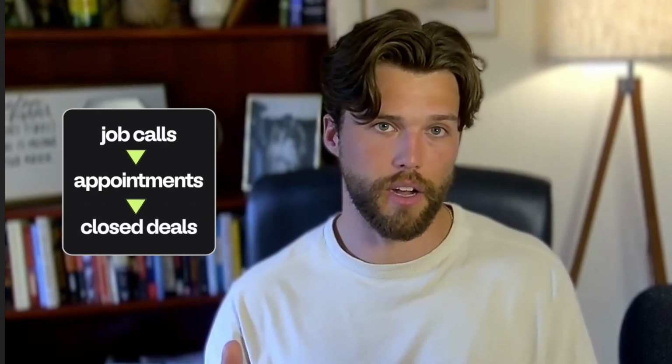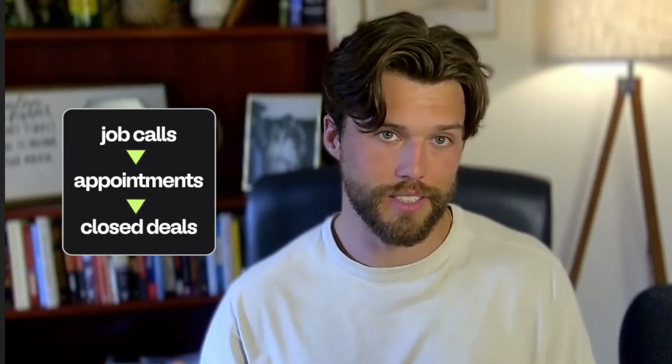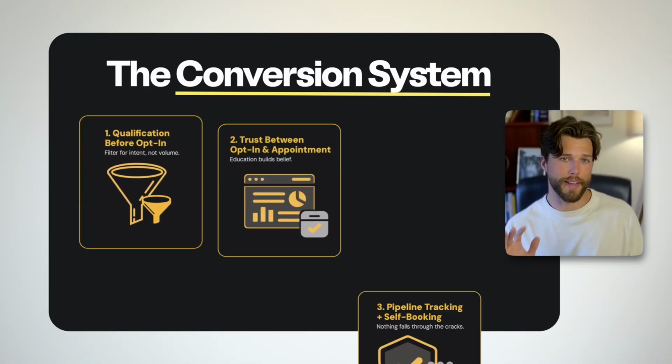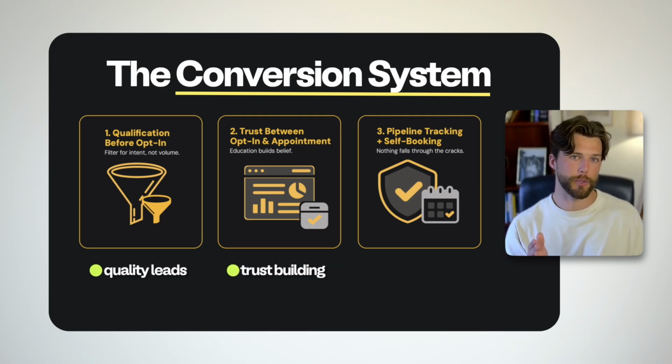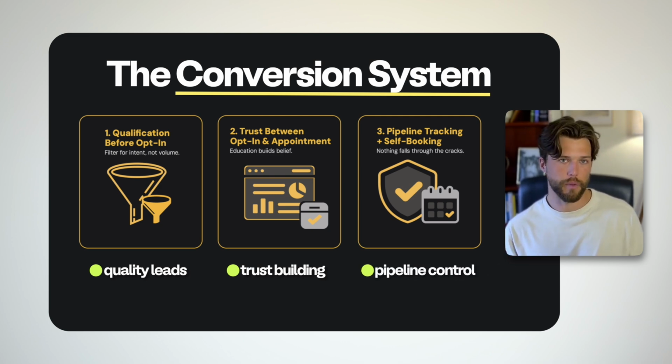Because the goal isn't generating more leads. The goal is to generate job calls that turn into booked appointments and closed deals. That's the difference between a contractor who's constantly stressed and a contractor who knows no matter what happens this month, my pipeline is full. So that's it. Three mechanisms: qualification before opt-in, so you're only paying for high intent leads; trust manufacturing between opt-in and appointment so they show up ready to buy; and pipeline tracking with self-booking so nothing falls through the cracks.